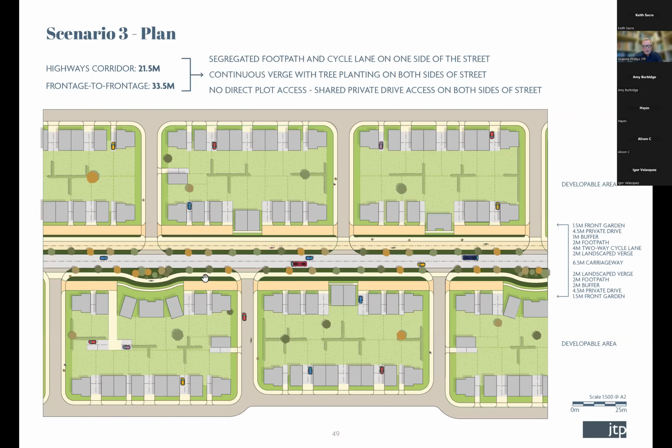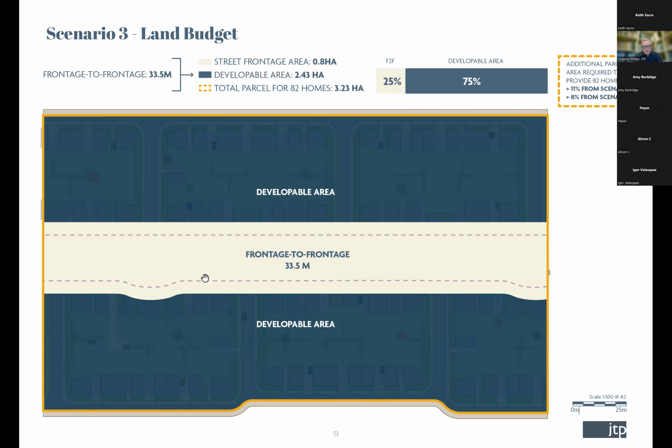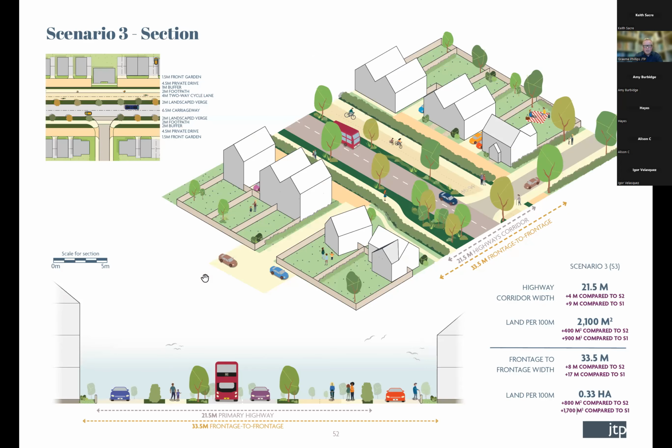And then scenario 3. So we've got the shared drives appearing here. We've got verges on both sides, and needless to say, corridor increasing, front to front increasing to 33.5 meters. And you can see that without achieving any more homes, and possibly not achieving much in terms of environmental benefit, we have gone up to 25% of that parcel being given over to that movement corridor.